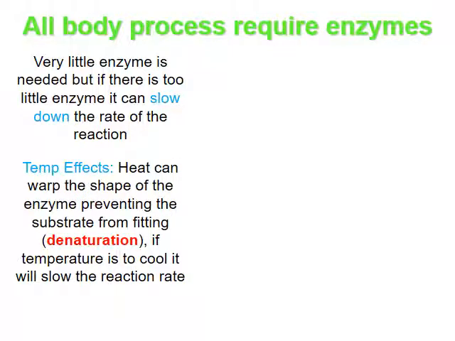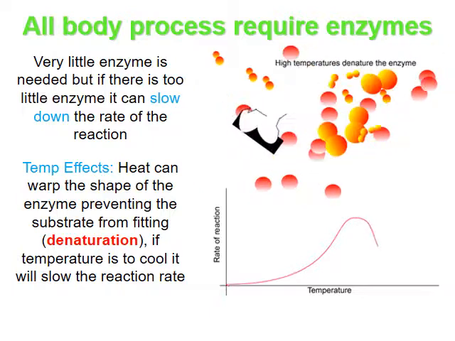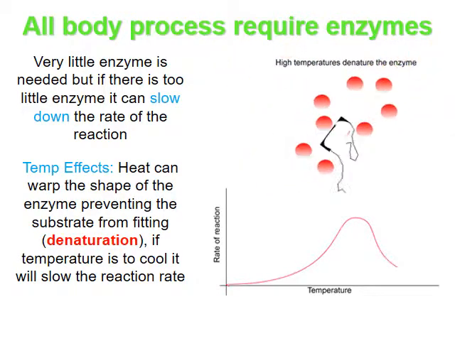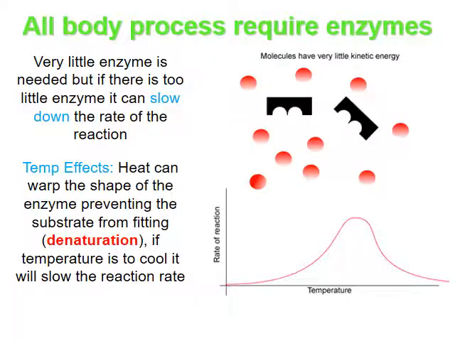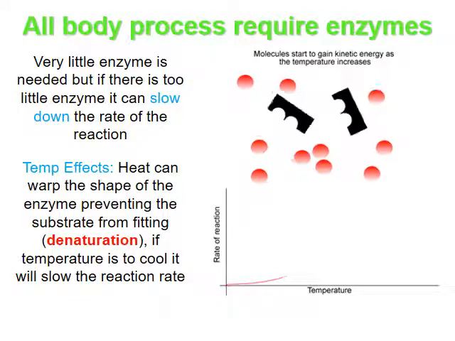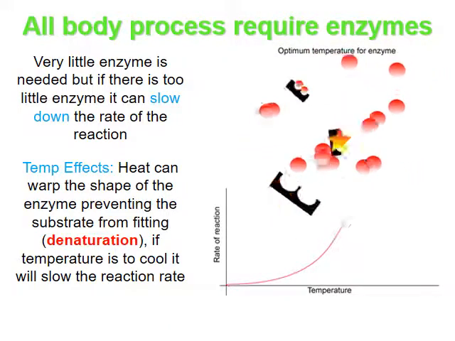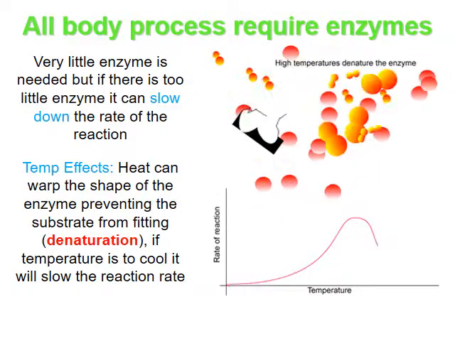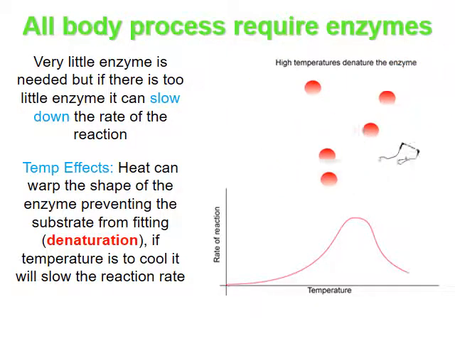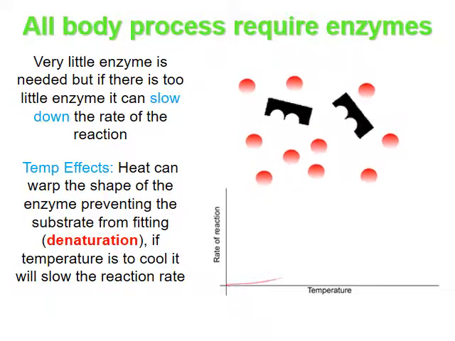Temperature affects enzymes too. Temperature can cause both positive and negative changes. Too much heat can warp the shape of the enzyme and prevent the substrate from fitting. We call this warping of the enzyme denaturation. If temperature is too cool, it can also slow the reaction rate. And then you have the same idea as we described before. If the molecules are moving really, really slowly, they will not bump into each other as much, slowing down the reaction. So again, with temperature, if it gets too hot, you can create denaturation, warping it. But you don't want it too cool either, because you can slow down the reaction.